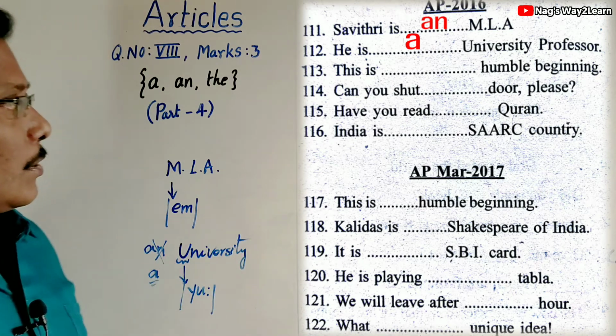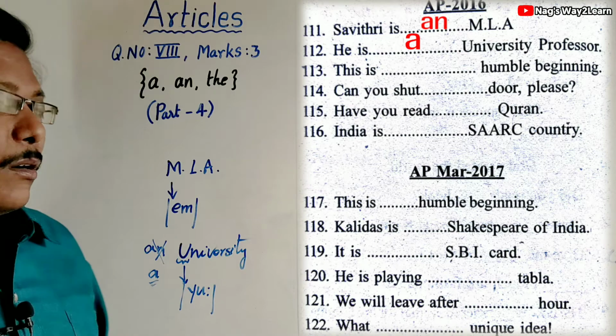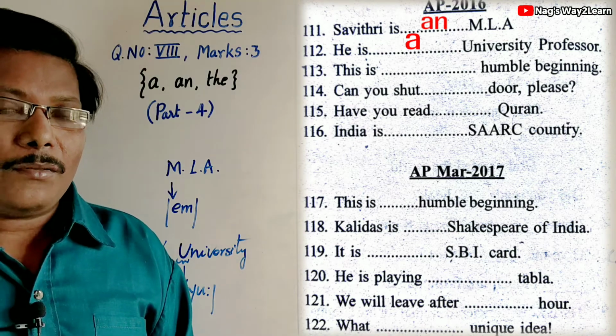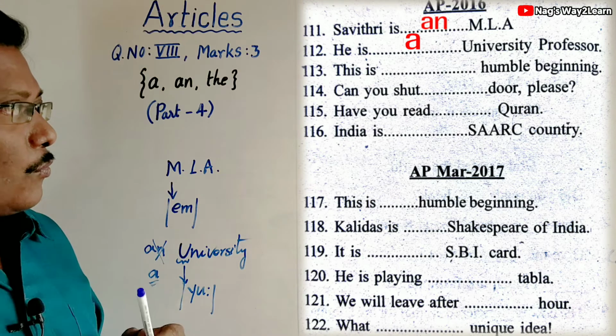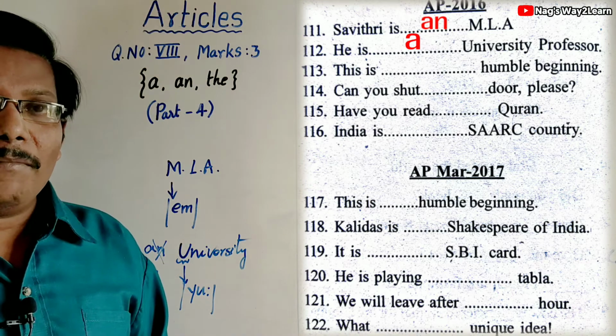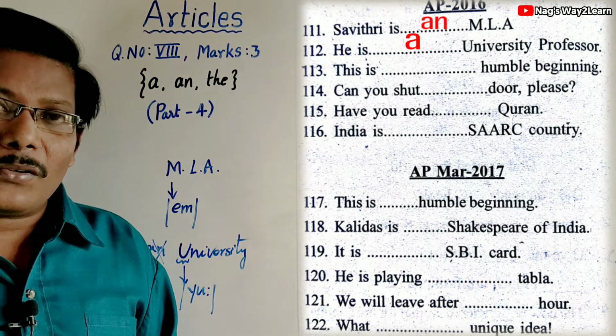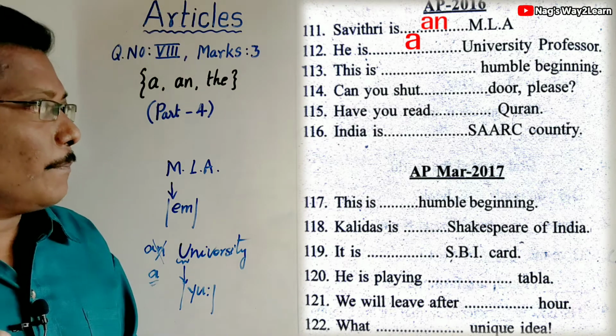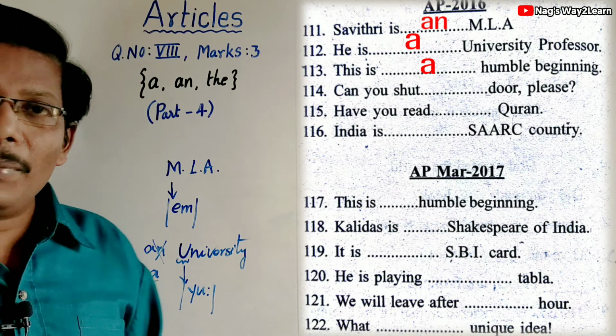Okay. The next one, this is dash humble beginning. So humble. So in the word humble, H is not silent. This is a consonant. So there should be a. So the answer is a. This is a humble beginning.